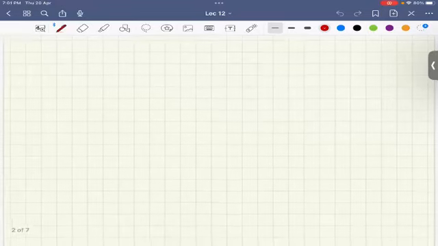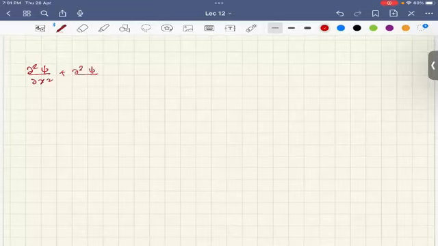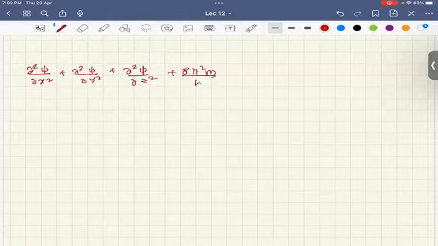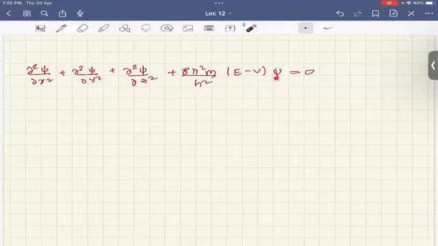So let me first try. We studied the Schrodinger wave equation, which was del 2 psi by del x square plus del 2 psi by del y square plus del 2 psi by del z square plus 8 pi square m by h square into (E minus V) psi is equal to 0, where psi was the amplitude of the wave, x, y, z are the coordinates of the position of the electron, E is the total energy of the electron, V is the potential energy, and m is the mass of the electron, right? And h is Planck's constant, right?